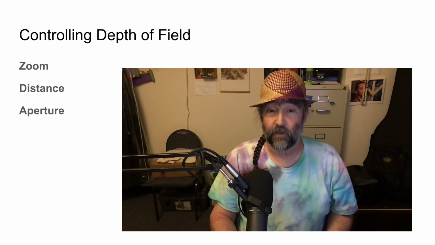There are three ways in which we can control depth of field. We can do it working with our zoom, we can do it working with the distance between the camera and the subject, and we can do it with the aperture. And that's roughly the order in which they're from easiest to most difficult. So let's take a look at the first one. Controlling depth of field using your zoom.